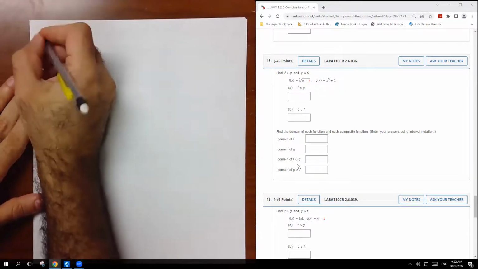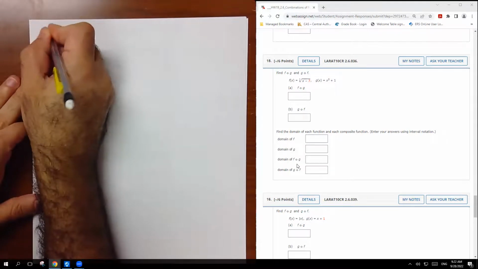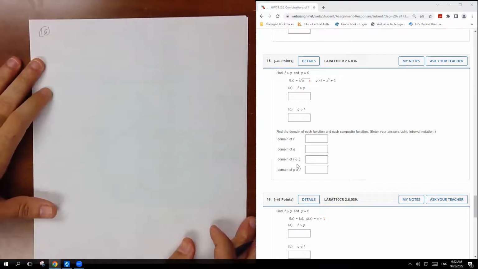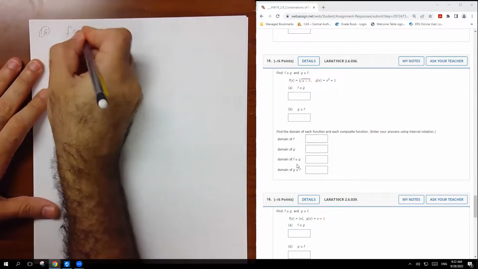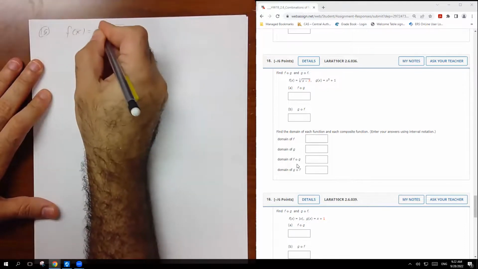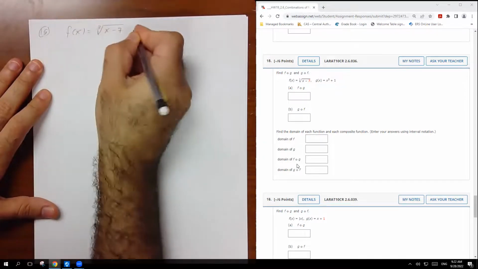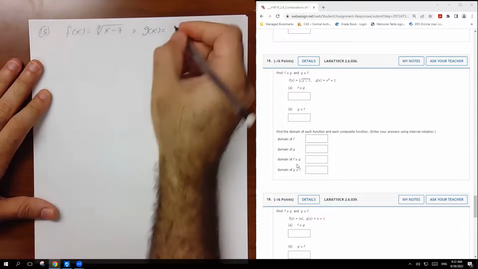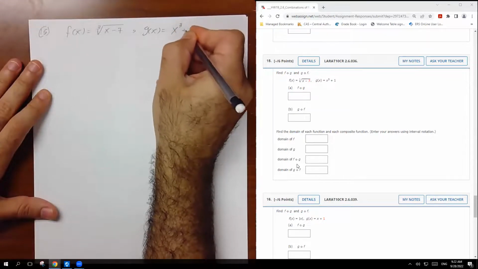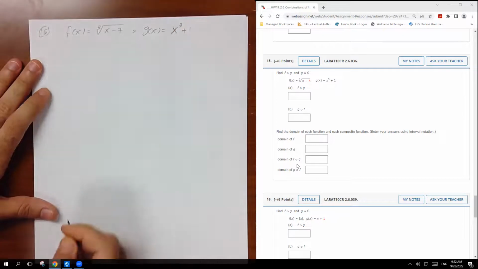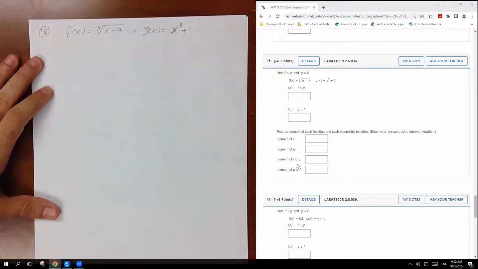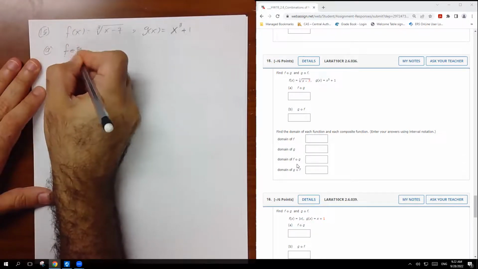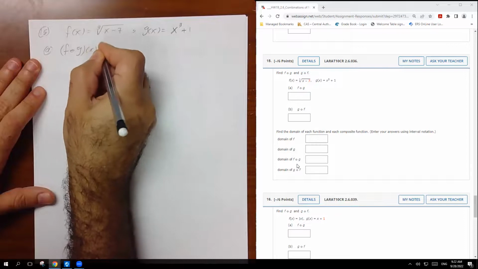Again, they give you two functions. F of X is the cubic root of X minus 7. So F of X equals the cubic root of X minus 7. And G of X equals X cubed plus 1. The first thing they ask you, find F composite with G. So this is A. They say F composite with G of X.